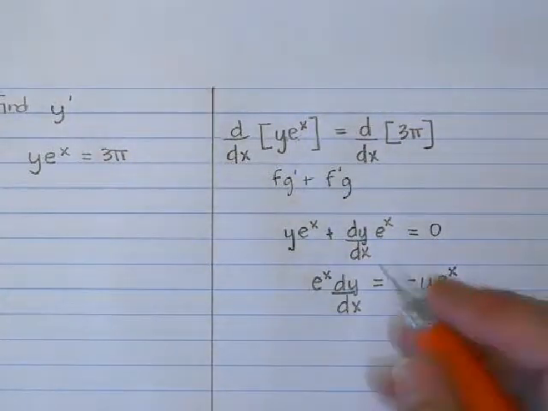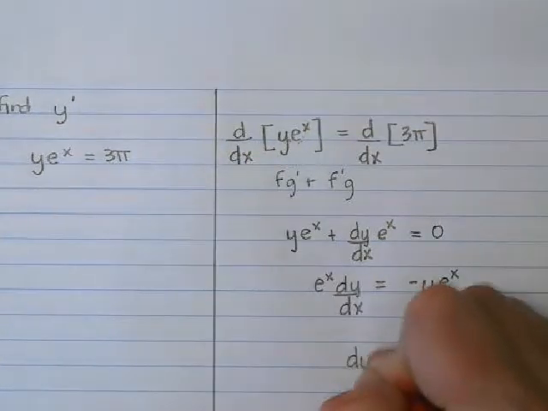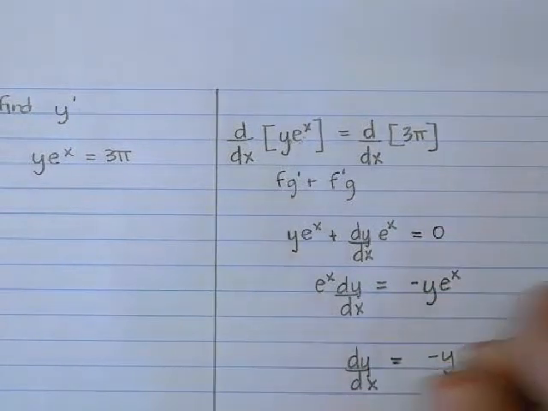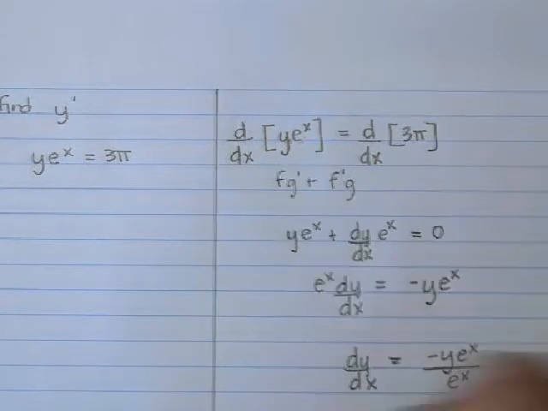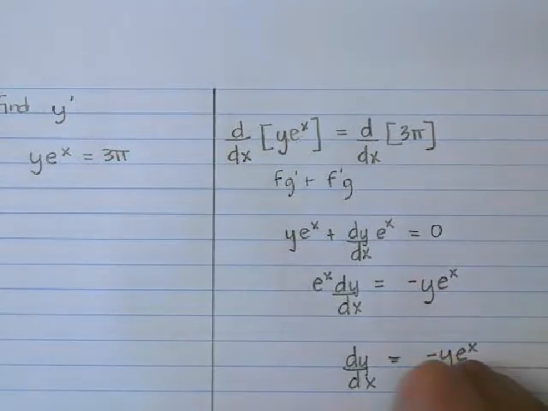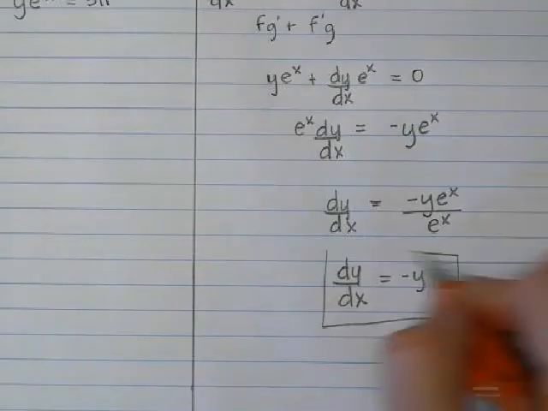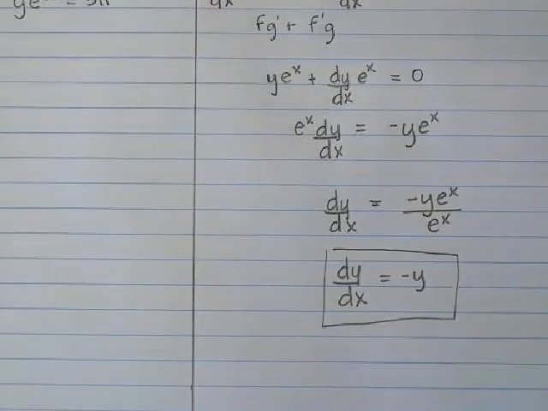And I'm going to get that dy dx. You'll see that you start to do a lot of this in your head. These get pretty good. So dy dx is equal to negative y. And again, watch that notation right there. Make sure you're putting in dy dx equals that.